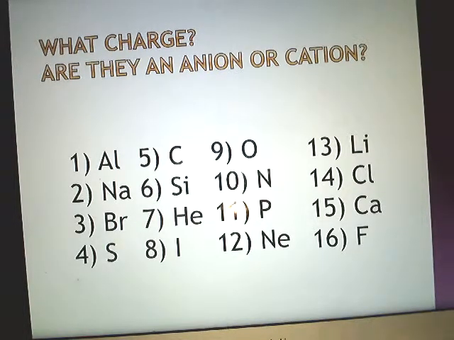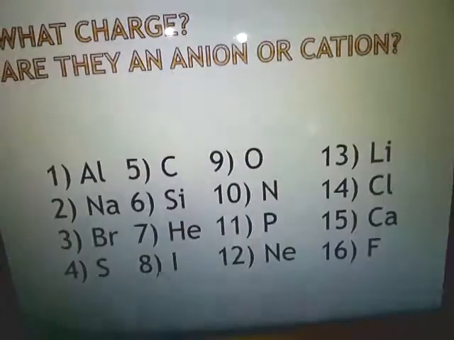Okay, what I want you to do is give the students roughly 15 minutes to try and work out the charges on each of these elements when they become ions. Okay, just like we did before, try to work that out. Okay, press the pause on the video now.